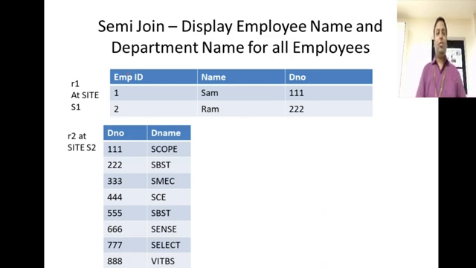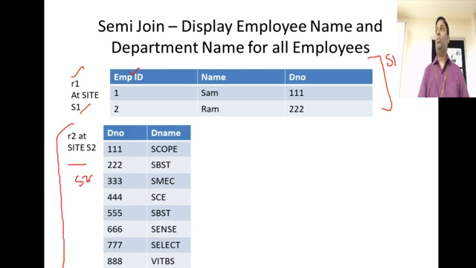So consider this to be relation R1 at site S1. This is at site S1. This is relation R2 at site S2. So what is our objective? Here we have the employee ID, name and department number. You have department number and department name. So our objective is to print employee name and department name for all employees.